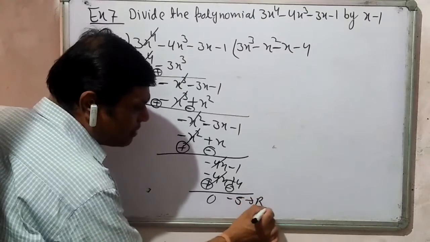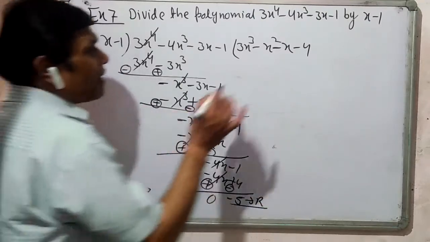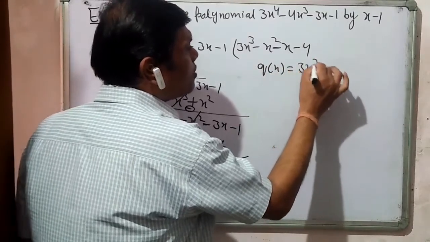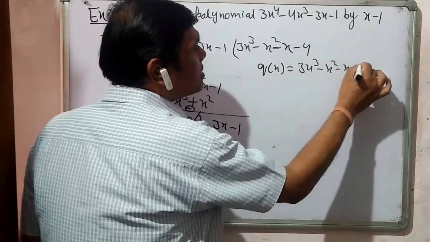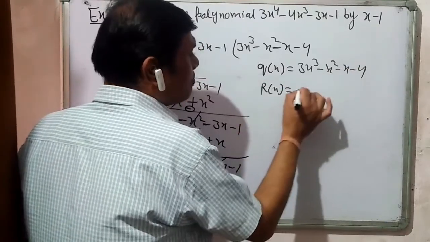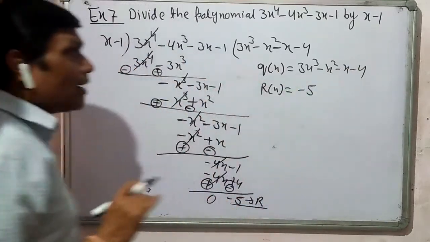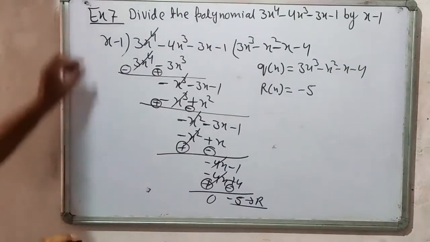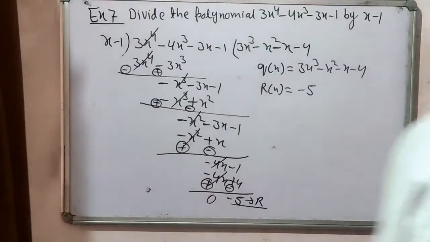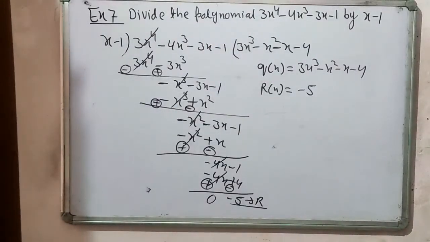So that's our remainder. We can write the quotient polynomial as 3x cube minus x square minus x minus 4. The remainder term is minus 5. And of course, you can verify it by putting x as 1 in the polynomial. That will verify your remainder theorem.